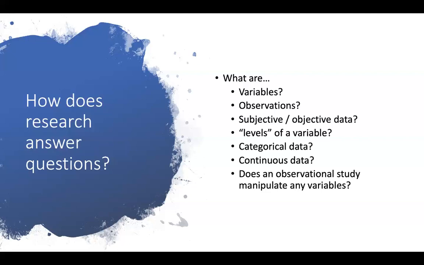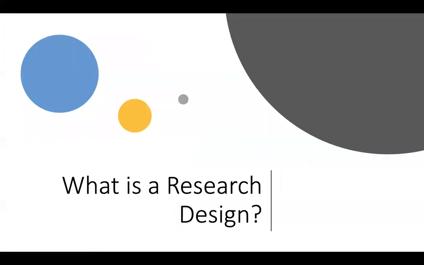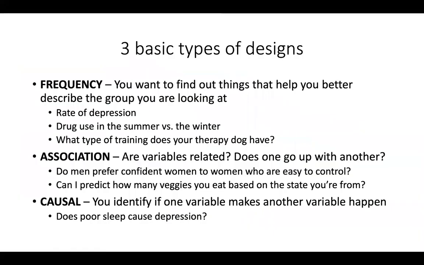So those are some basic vocabulary ideas. Probably you all are familiar with most of those things, probably all of them. Just reviewing them to make sure that we're all on the same page. So let's talk about research designs now. There are 3 basic kinds of designs. We'll talk about more specific kinds in a second, but we'll first really get a grasp on these 3 basic kinds of designs: frequency, association designs, and causal designs.